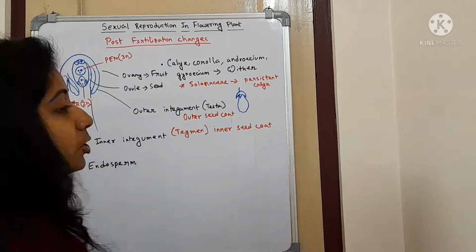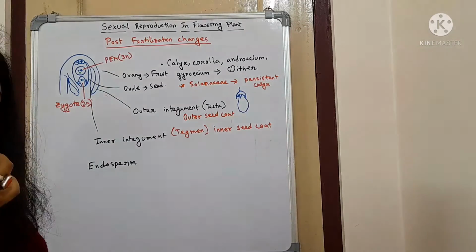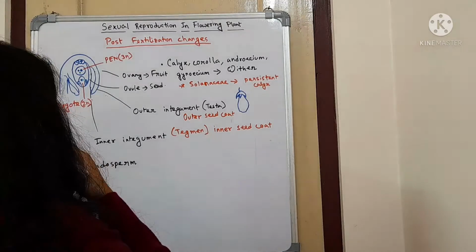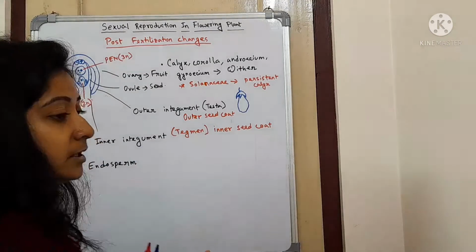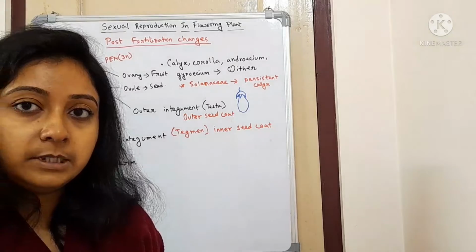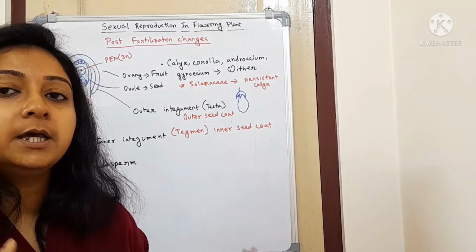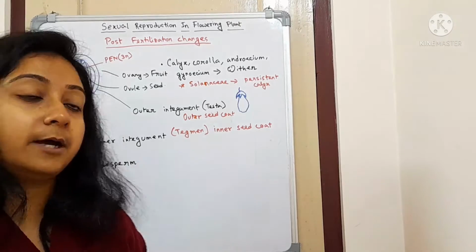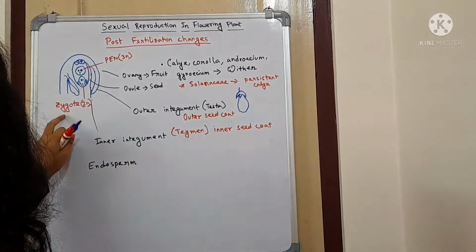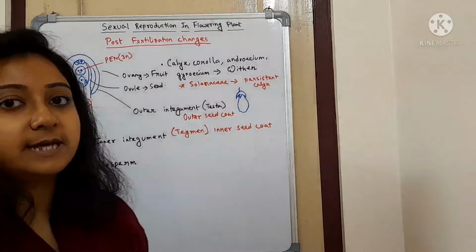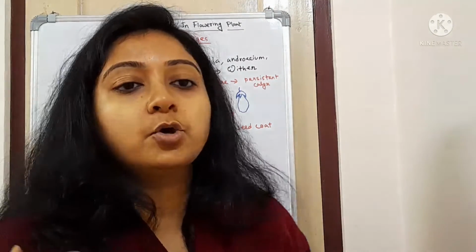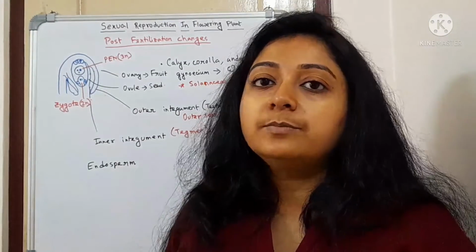In 90% of the plants, we cannot find any kind of endosperm. The endosperms are actually very rich in nutrients, and the function of endosperm is to provide nourishment to the growing embryo. The embryo is forming from the zygote. Once the zygote shows repeated division, it will form the embryo.